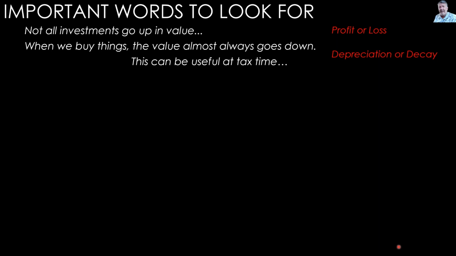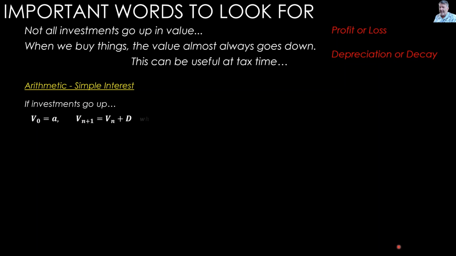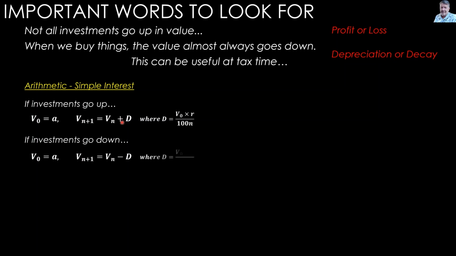All right. Arithmetic, the word arithmetic, words you're looking for. Simple interest. If investments go up, there are some subtle changes here. Your equations look like plus D, where D is that. If investments go down, though, now this is plus, it's going to be plus D, investment's going to go down. What's that going to turn into? Minus D. Plus a negative will work just as well. But you notice that these do not change. It's the plus and the minus here.